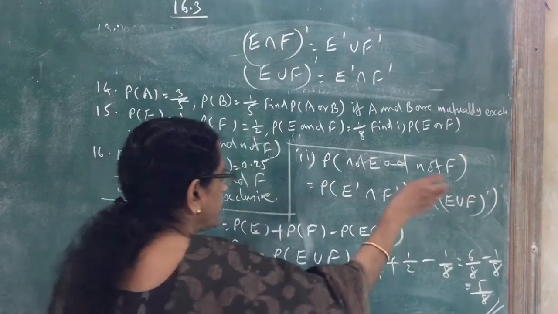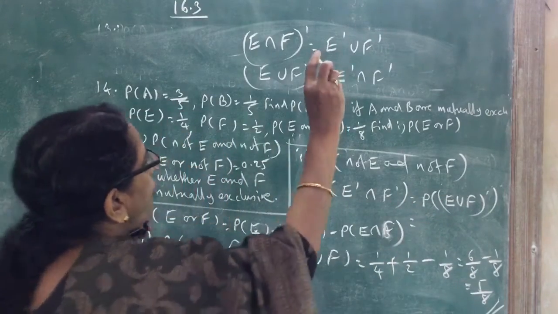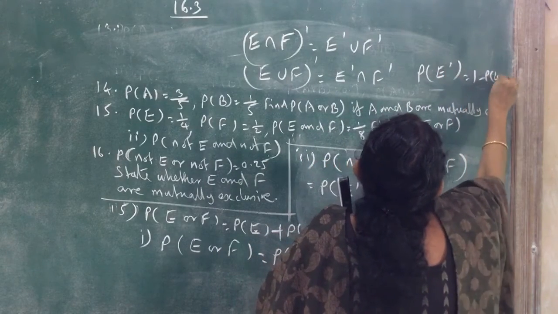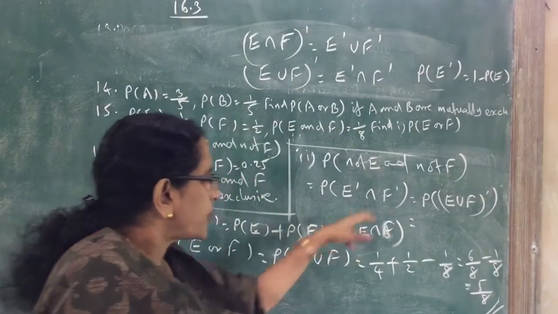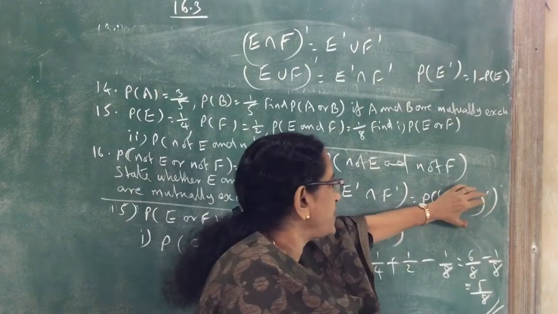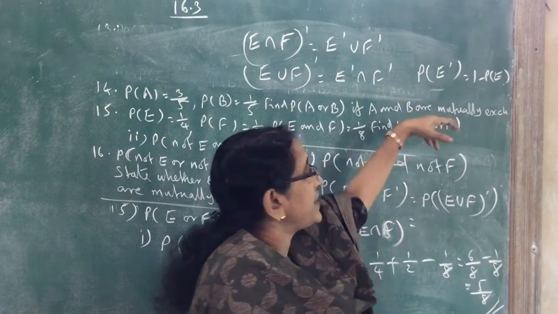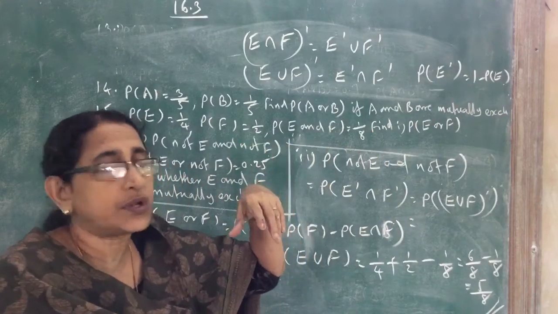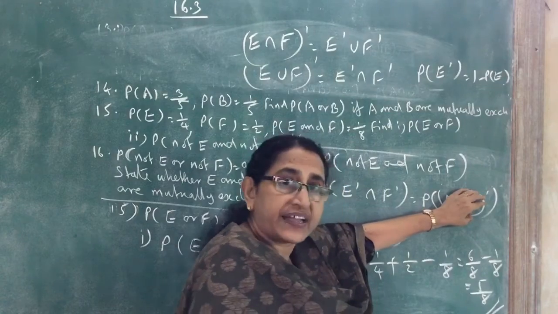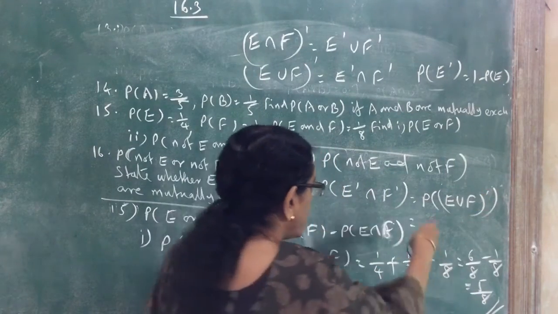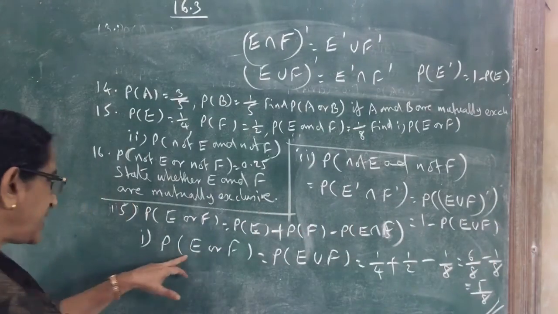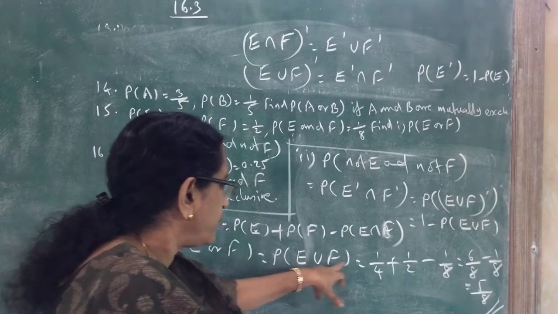We know probability of not E, or probability of E dash, equals 1 minus probability of E. So we can use that formula. So probability of E union F complement is equal to 1 minus probability of E union F. We found probability of E or F, that is probability of E union F, and we got 5 by 8.